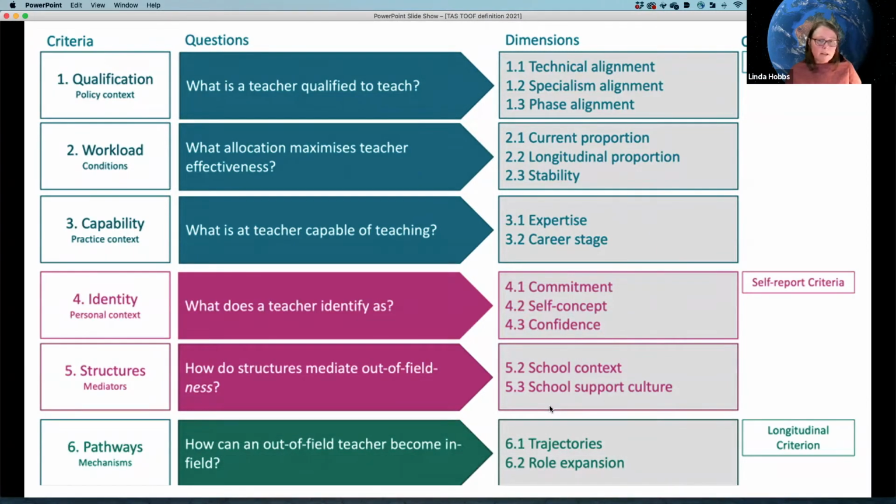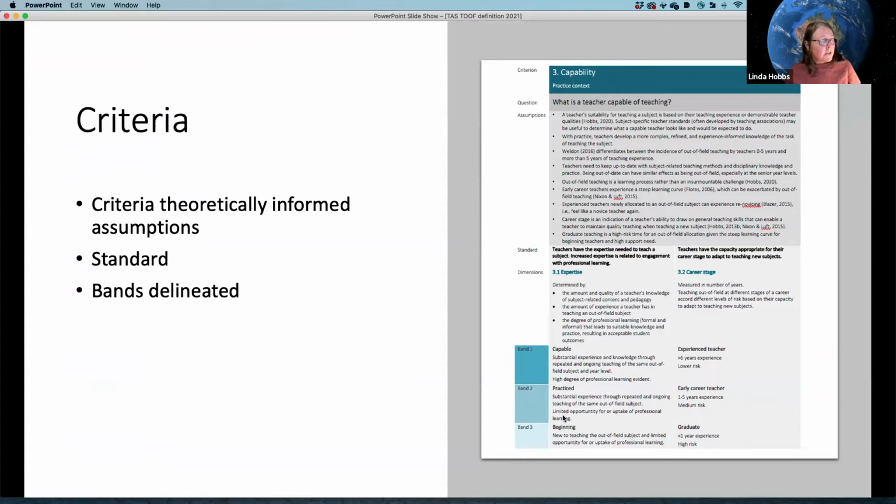The last one is pathways. It's a little bit different to the others, but looking at how a teacher can become out of field, or what trajectories there are, and what happens for the teacher in terms of their role expansion. So they're the criteria.